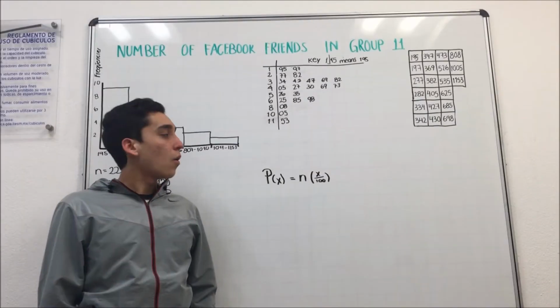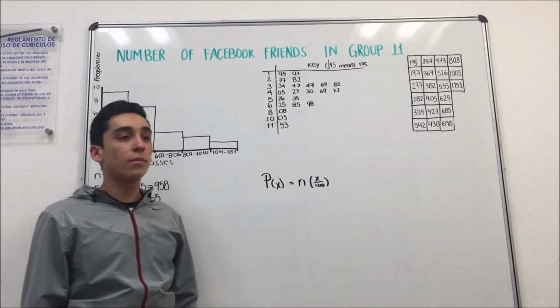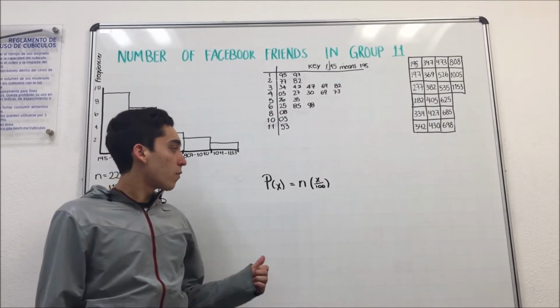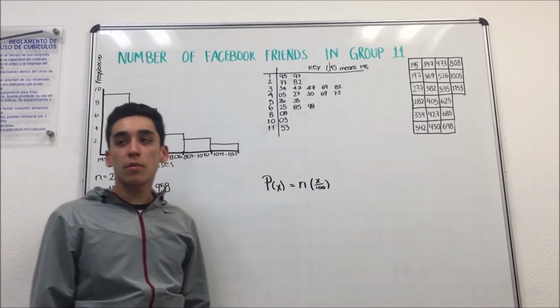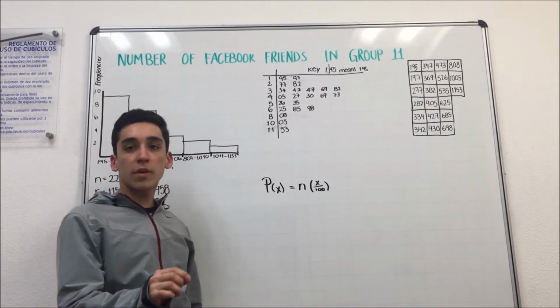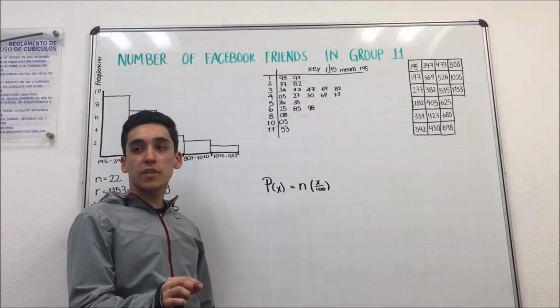We also have the percentiles, which divide the sample in 100 equal parts. And if we want to know the percentile 10, for example, we search for the piece of information that is at the 10th percent of the sample.